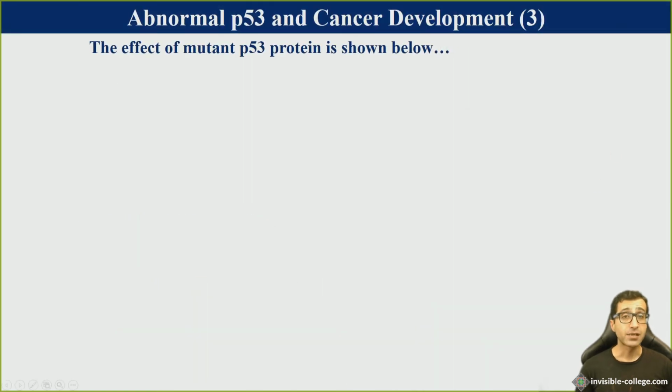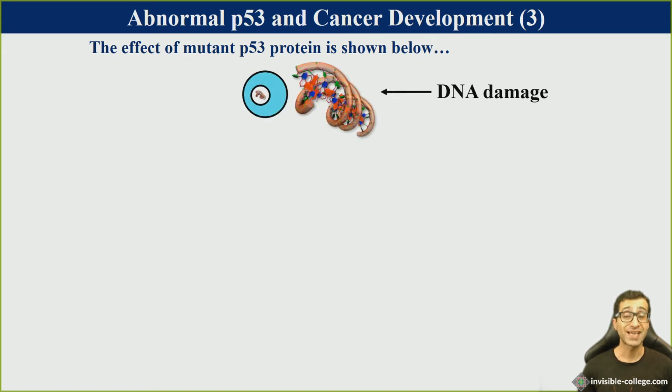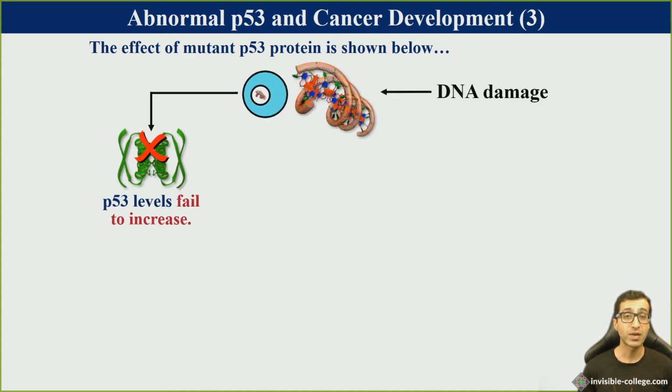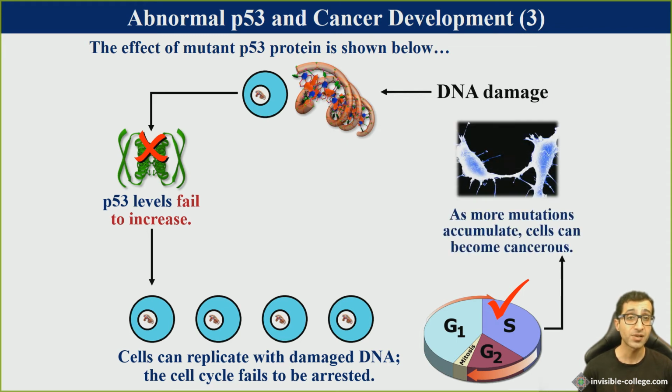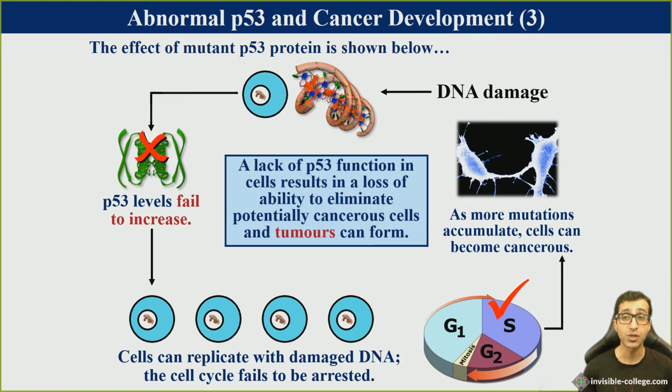So the effect of mutant p53 protein we can summarise as follows. You get damage to the DNA, the p53 levels fail to increase, and therefore the cell can replicate with the damaged DNA, and the cell cycle fails to be arrested, and the cells undergo uncontrolled division, and as more mutations accumulate, the cells can become cancerous. So a lack of p53 function in cells can result in a loss of the ability to eliminate potentially cancerous cells, and tumours can form as a result.